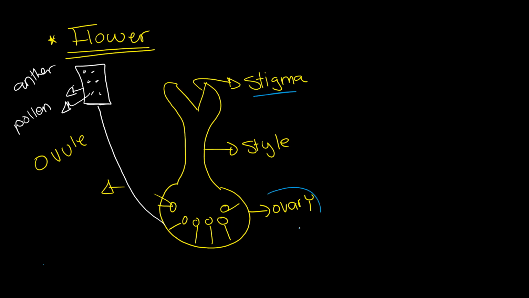Meiosis takes place in the ovary because the meiosis, its function is to produce the ovule. So meiosis takes place here in the ovary, and the meiosis also takes place in the anther to produce the pollen. Okay, meiosis takes place in the anther and in the ovary.